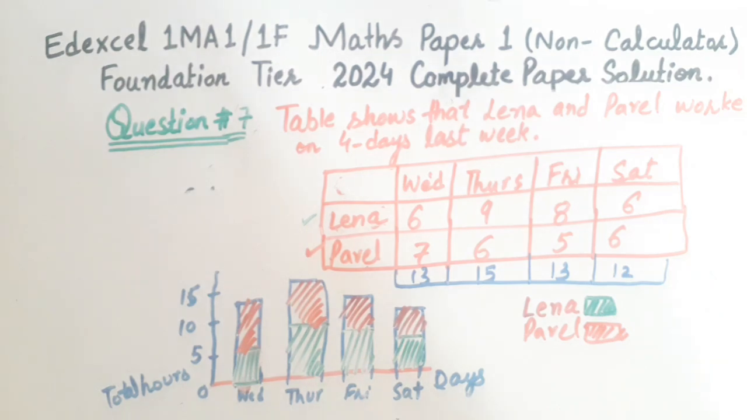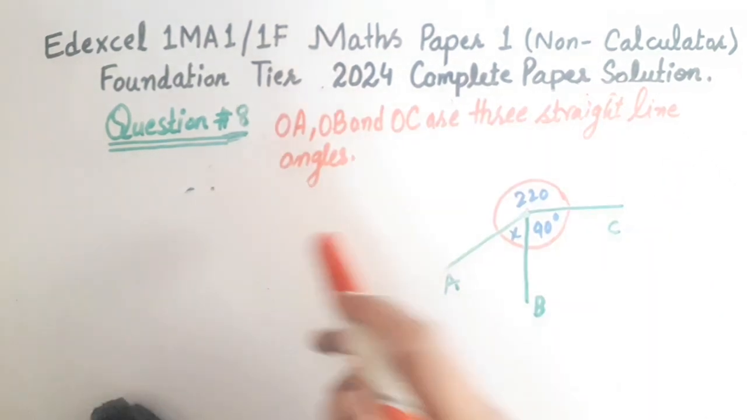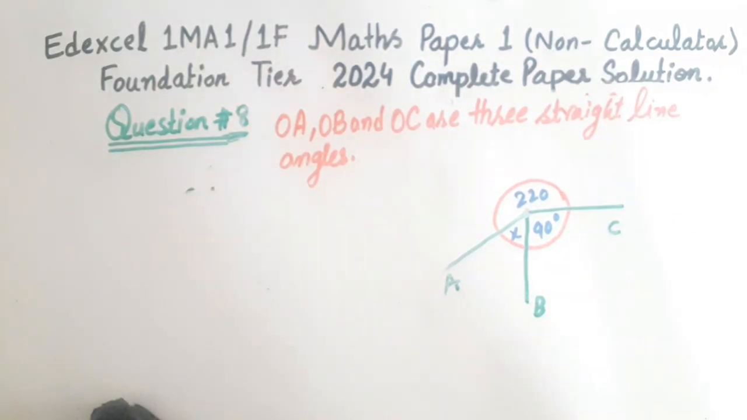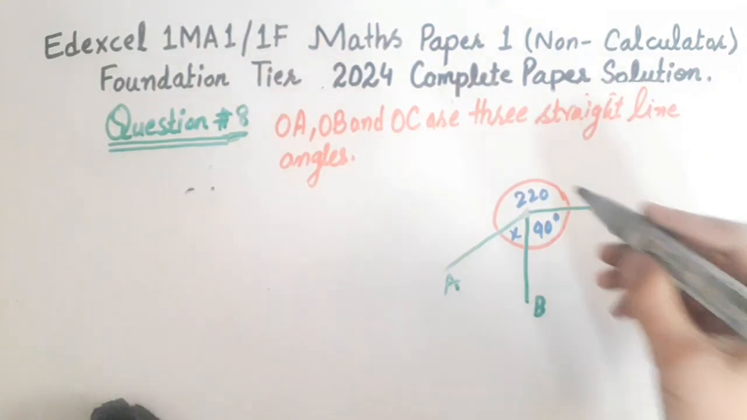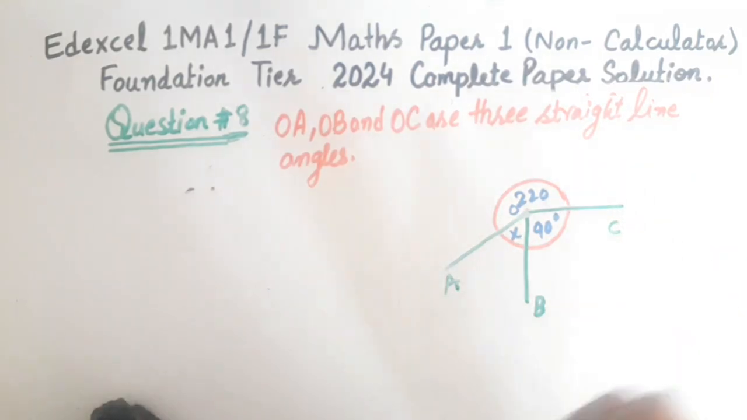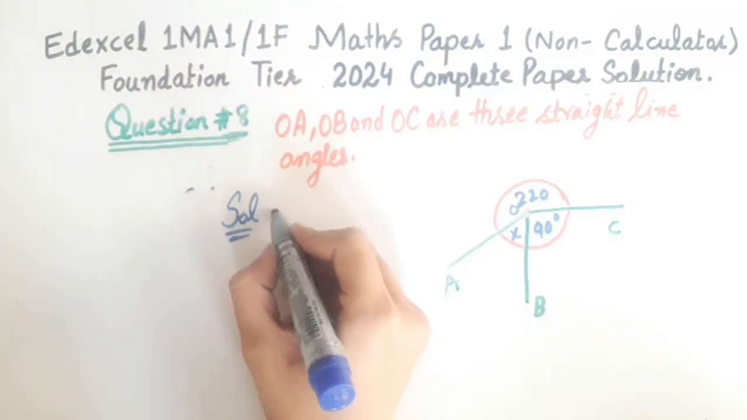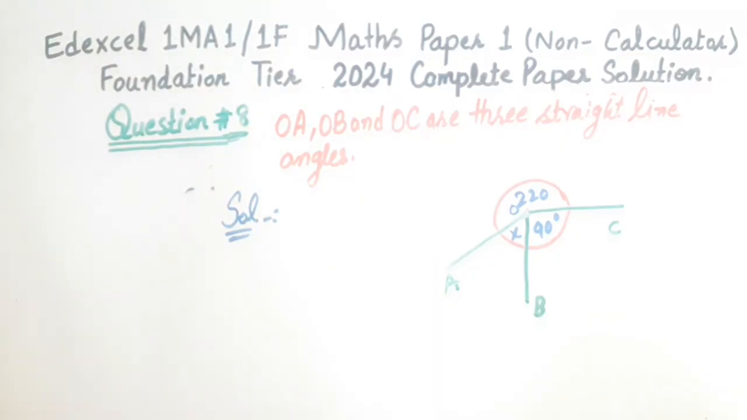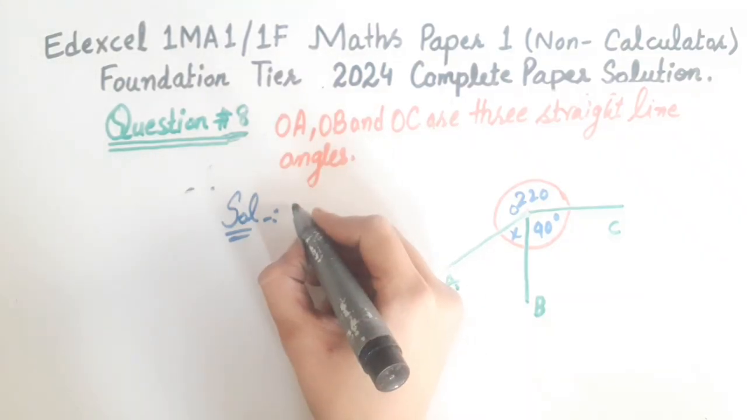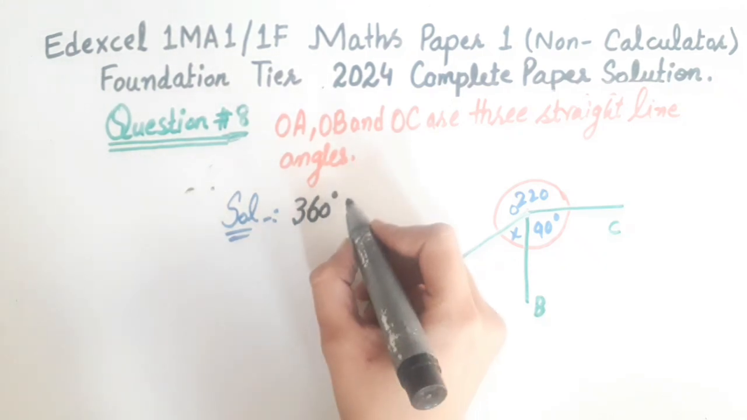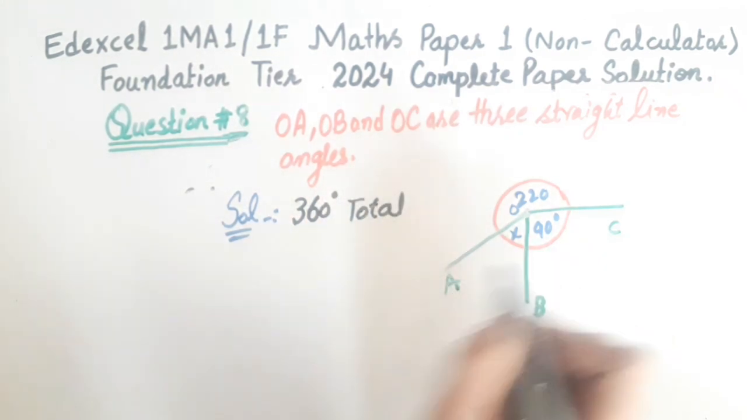Now we will solve the next question, question number 8. In the 8th question, OA, OB and OC, with O in the center, are straight lines forming angles. You have to find the value of x. First of all, you will rewrite the total angle of a circle. So you know the total angle of a circle is always equal to 360. So you know that 360 degrees is the total angle. You have to find the value of x.